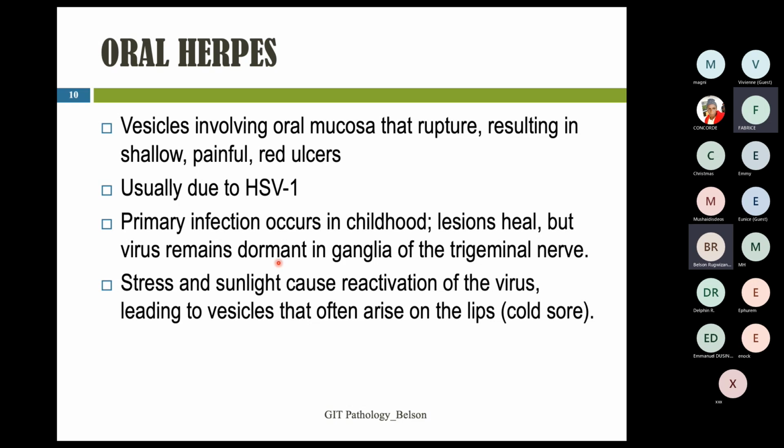Basically, viruses don't have a treatment except those affecting the liver. Others you just treat symptomatically.